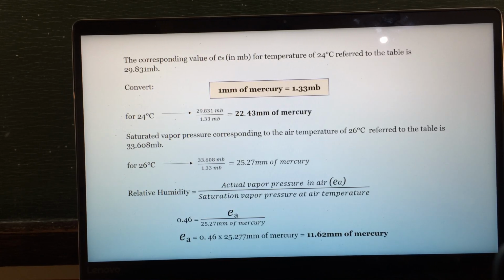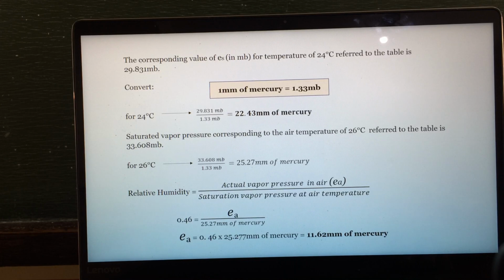Saturated vapor pressure corresponding to the air temperature of 26 degrees Celsius, referred to the table, is 33.608 MB. For 26 degrees Celsius, 33.608 MB over 1.33 MB is equal to 25.27 mm of mercury.